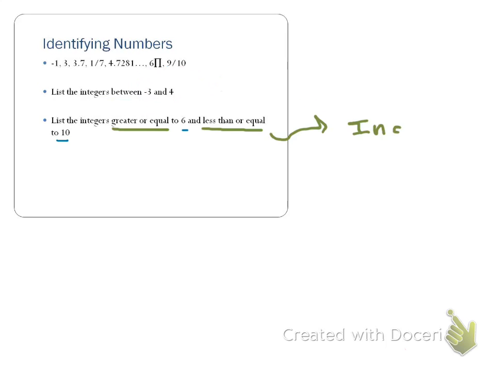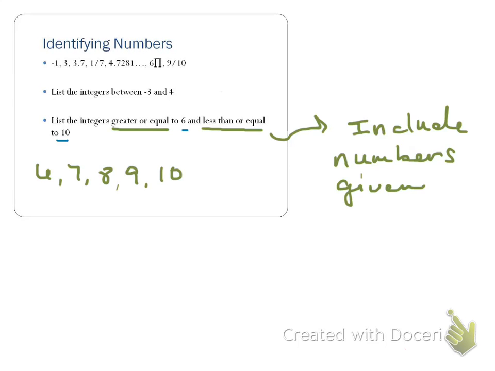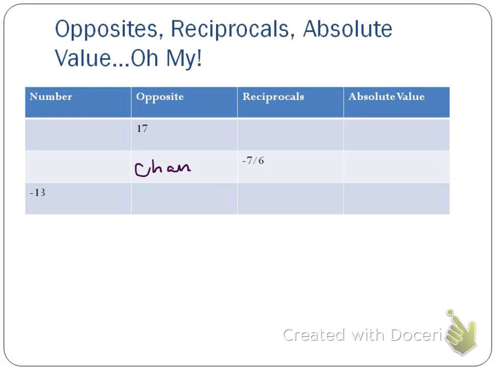Now, if it says greater or equal to and less than or equal to, you do include the numbers given. So in this case, 6 and 10. So we're going to have 6, 7, 8, 9, and 10.